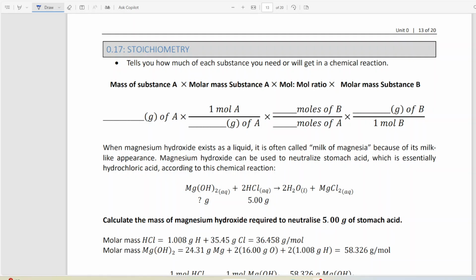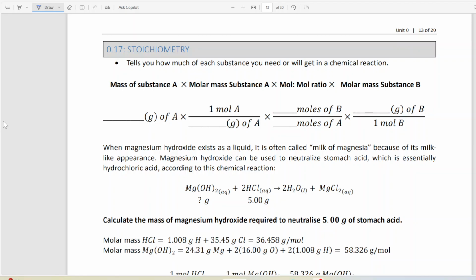So now that we've learned molar mass and we've learned how to convert from grams to moles and moles to grams, we're now going to use that skill in stoichiometry. Stoichiometry allows you to start with a mass of substance A and go all the way to the mass of substance B. So the way that we do this is you have to communicate in moles.